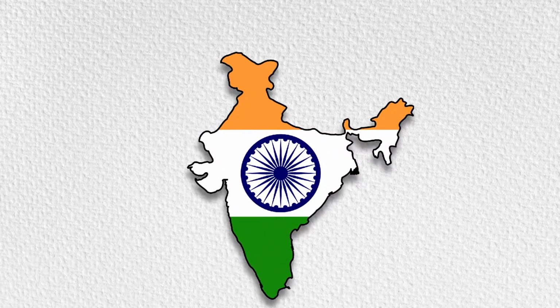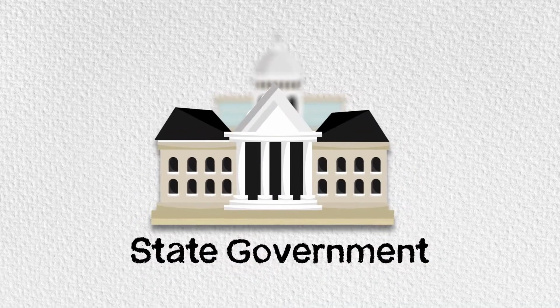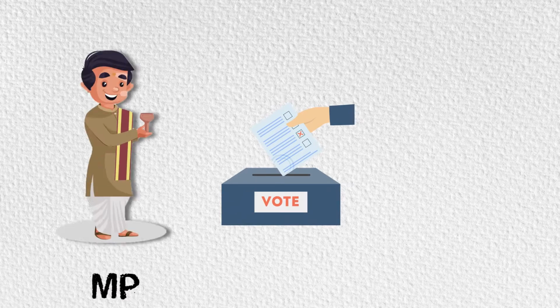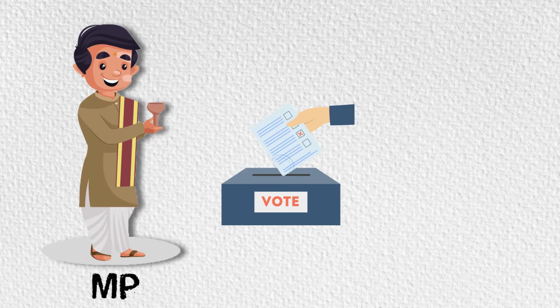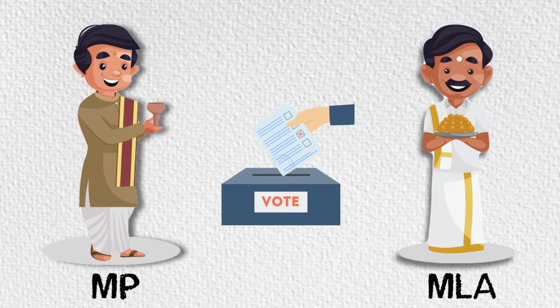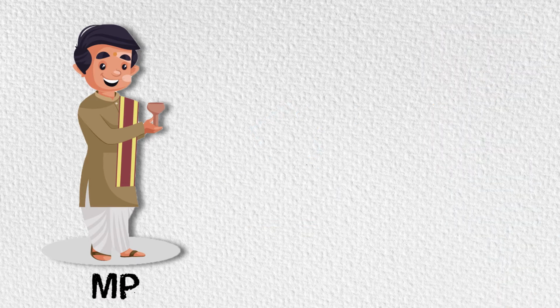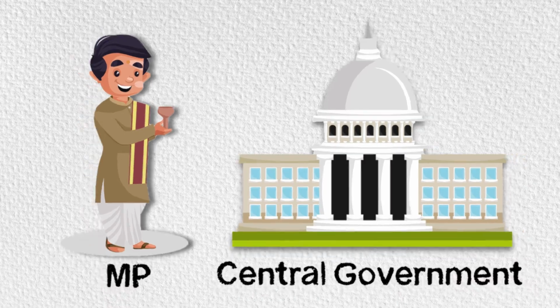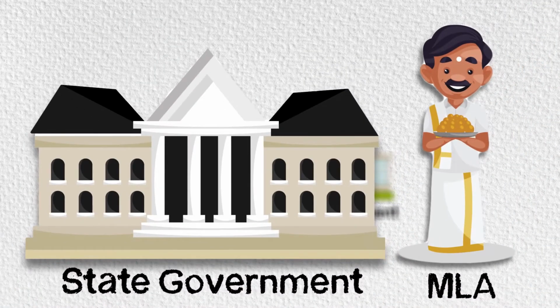In India, there are three stages of government: central government, state government, and local government. Every 5 years, we vote for two members: the Member of Parliament, MP, and the Member of Legislative Assembly, MLA. These two members belong to two different forms of government. The MP belongs to the central government, and the MLA belongs to the state government.